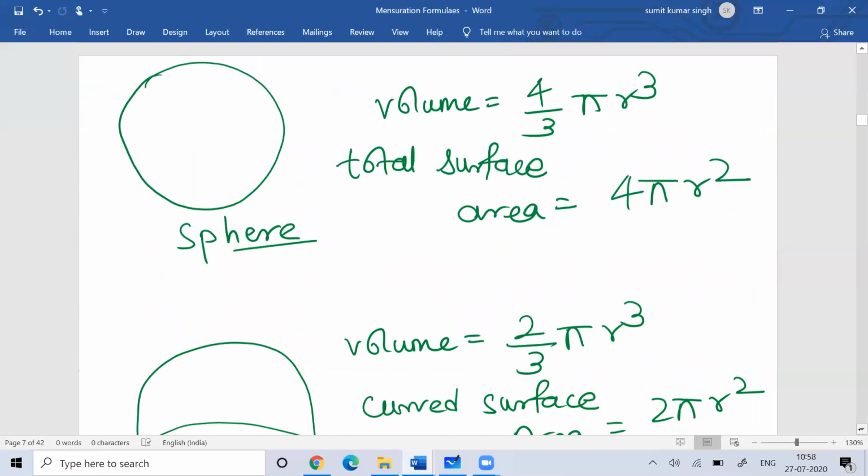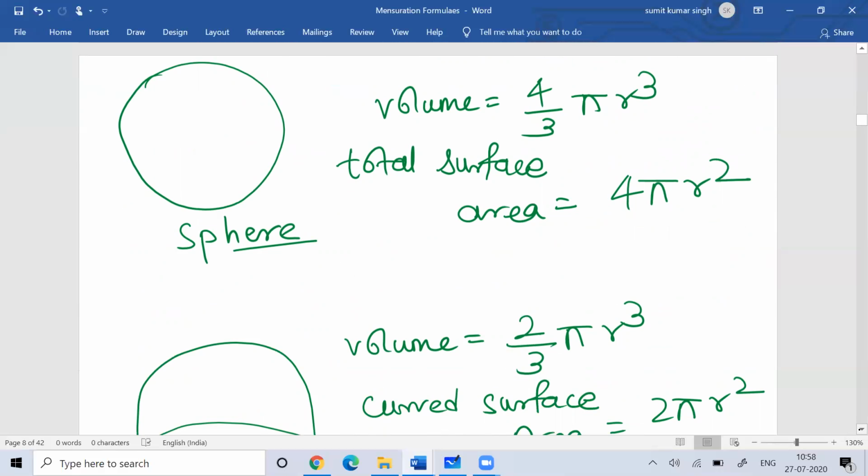Then a sphere. Sphere is a three-dimensional, circular, spherical object like Earth or anything which is three-dimensional. That is sphere. So in sphere, the curved surface area and total surface area are both the same thing. That is 4 pi r square.